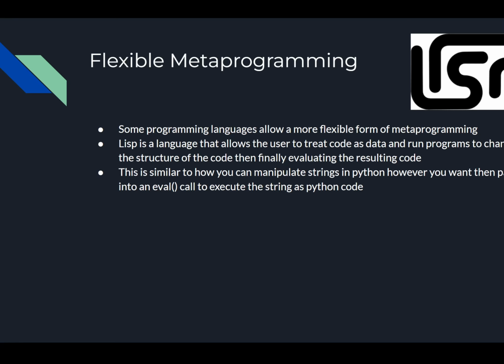An example of that, for those familiar with Python, is the eval function, which takes a string of Python code and will return the result of the Python code by executing it. You could manipulate the strings however you want, and then finally you can pass them to the eval function, and it will run the code.